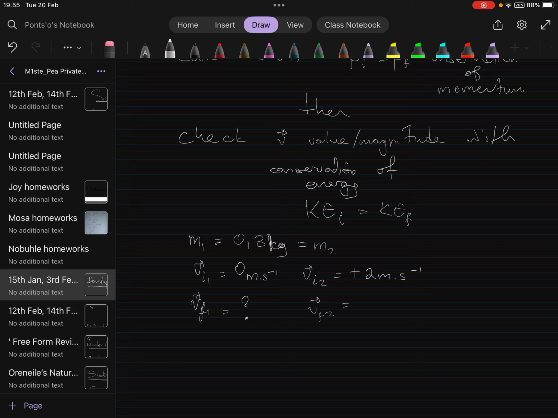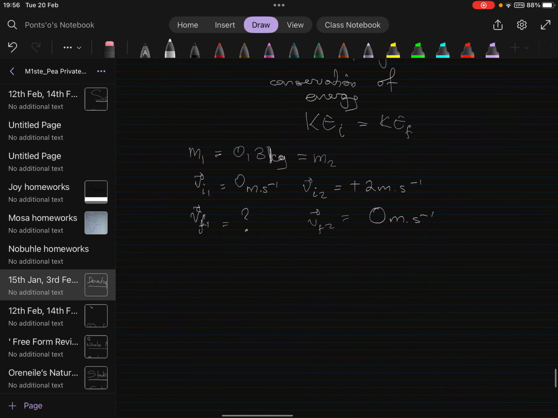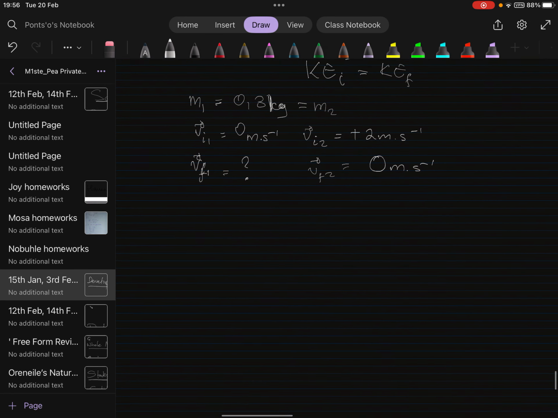We need to figure it out. Yes, that's the one we need to figure out. That's correct. But don't say I don't know, just say the first part, we need to figure it out, and then you leave it at that. Then, what's the final velocity of ball 2? It's not, yes, that's correct. And we know that because we're told that it stops, yes? Yeah. All right.